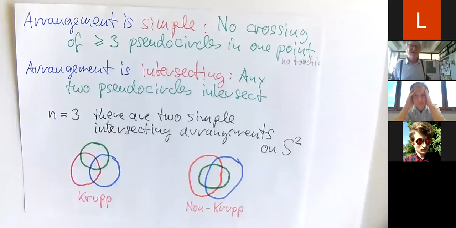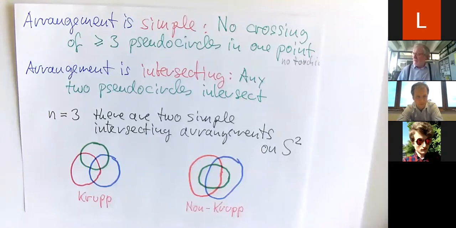Just for starting, if we start with n equals three, there are exactly two intersecting arrangements on the sphere. One of them is called the Krupp, the three intersecting circles here. They are known as the logo of the German steel company Krupp, which was the largest company in Europe in the 1920s. And now it's slowly disappearing. And the other one is the non-Krupp.